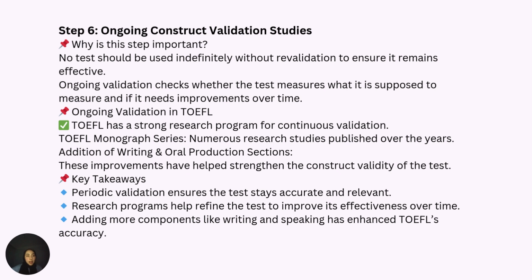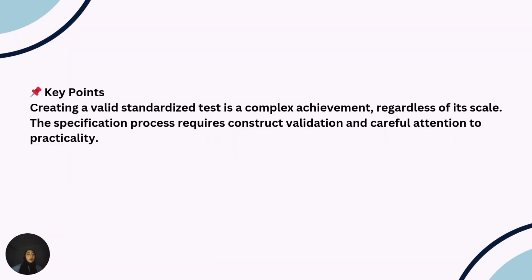So finally, we can say improvements in construct validation over time are really important. Okay, lastly, creating a valid standardized test is a complex achievement because it has so many steps, and the specification process requires construct validation and careful attention to practicality, because practicality is really important for us.